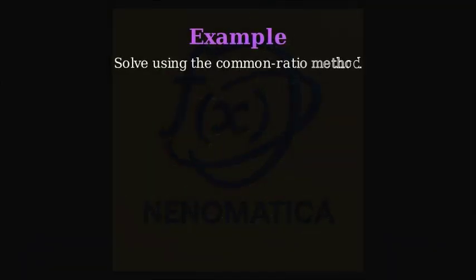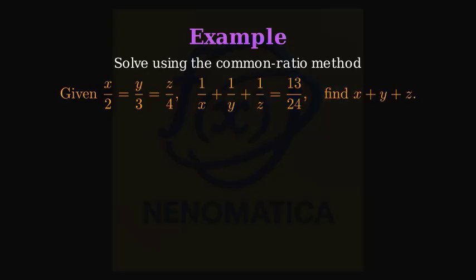Example. We will solve a system that mixes a ratio condition and a reciprocal sum. Given x over 2 equals y over 3 equals z over 4, and 1 over x plus 1 over y plus 1 over z equals 13 over 24. We want x plus y plus z.